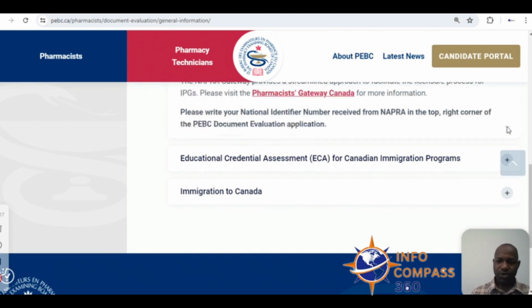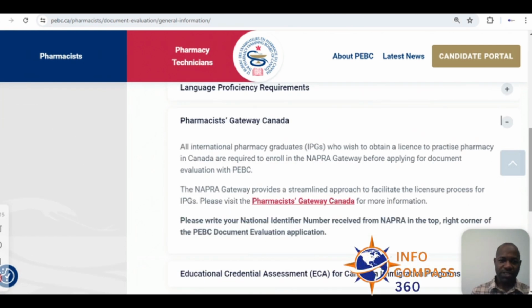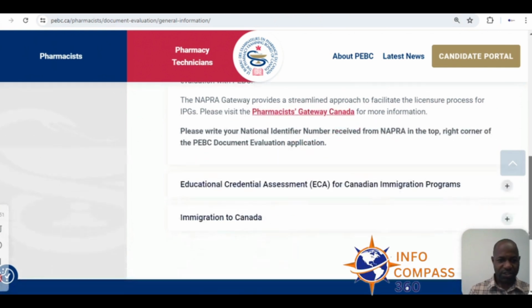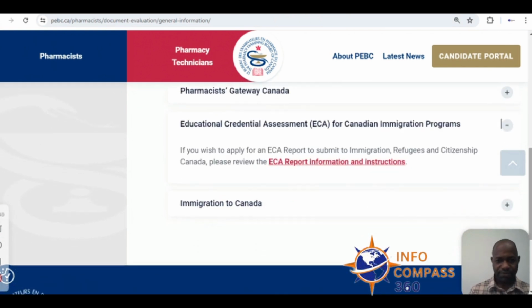So you would have to go on to what is called the Pharmacist Gateway Canada, and in that, all international pharmacy graduates who wish to obtain a license to practice pharmacy in Canada are required to enroll in the NAPRA Gateway before applying for the document evaluation with PEBC. So you can look at this page and see the necessary information that you require.